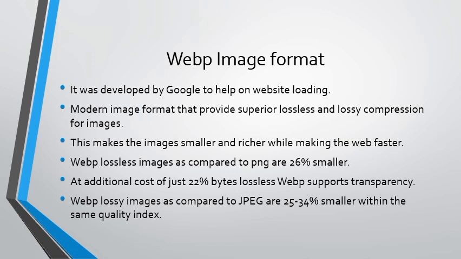To further explain this, we will look at WebP lossless images, which compared to PNG are about 26% smaller. Lossless WebP also supports transparency. And WebP lossy images, compared to JPEG, are about 25 to 34% smaller within the same quality index, which means they will maintain the same quality index while saving about 25 to 34%.